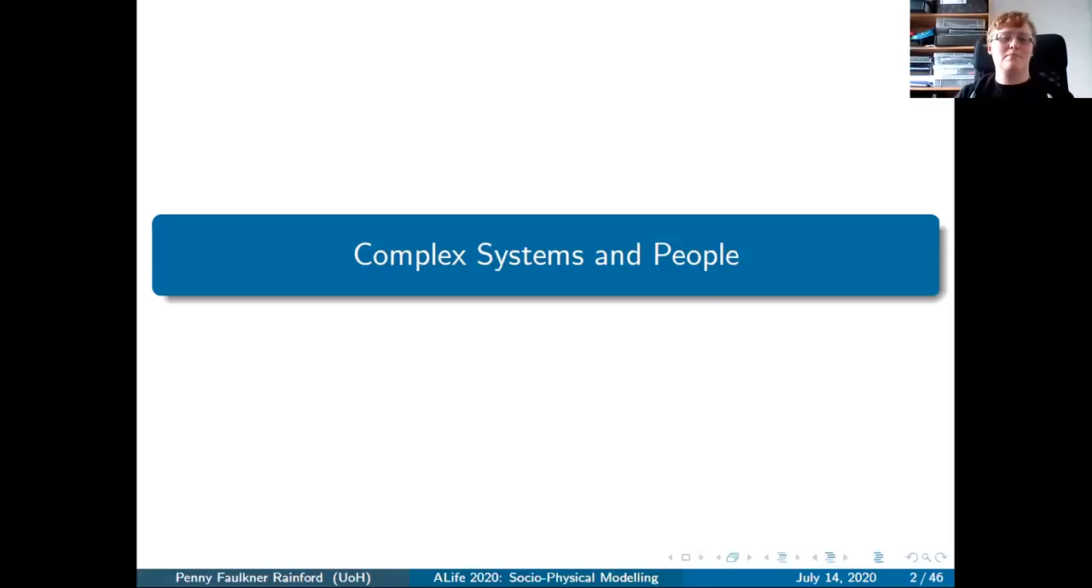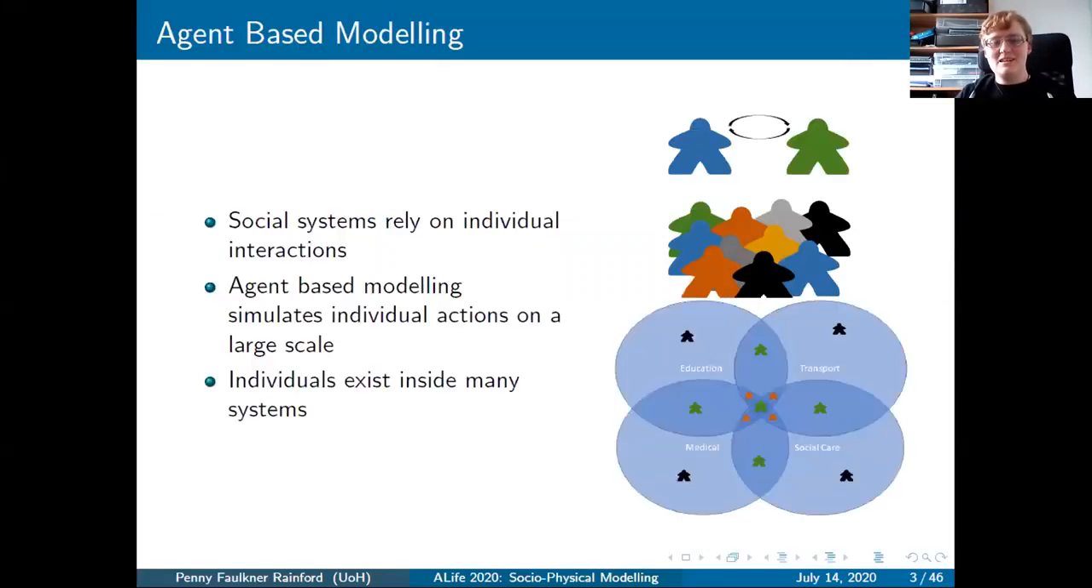complex systems and people. So agent-based modeling was the start of this work, and obviously it's absolutely great for modeling stuff involving people. Social systems rely heavily on the cumulative result of lots of individual interactions, and agent-based modeling simulates that very well on a large scale, and it's easy to parallelize and distribute. One of the small drawbacks of it, though, is individuals don't exist inside a single system.